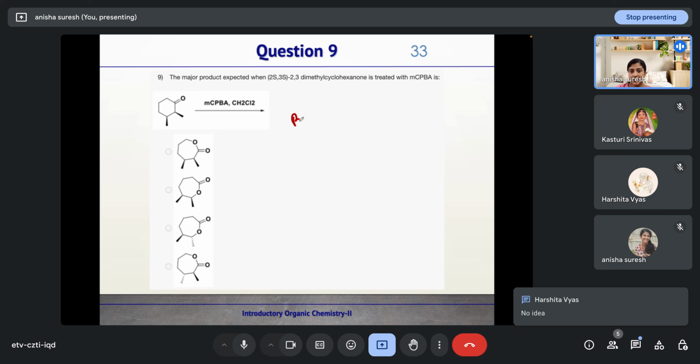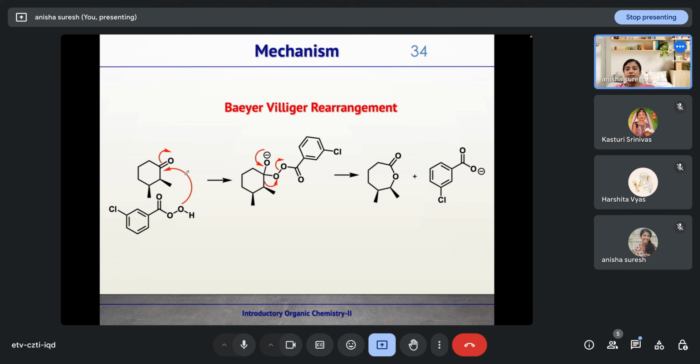So this is Baeyer-Villiger rearrangement. So what will be the right answer? Option B. Yeah. So here in Baeyer-Villiger rearrangement, this is mCPBA, metachloroperbenzoic acid. So this lone pair on oxygen will add on to this carbonyl carbon and O minus will be resulted. And once this O minus will fall, then this bond will be migrating.